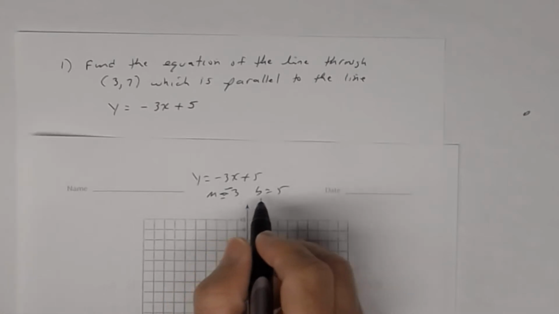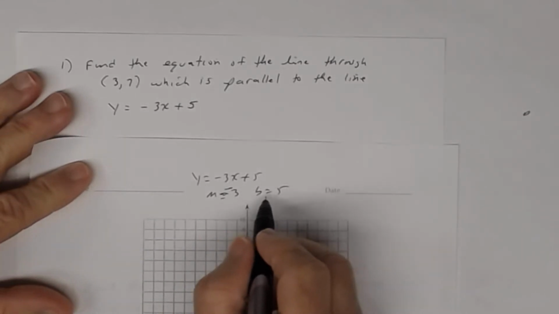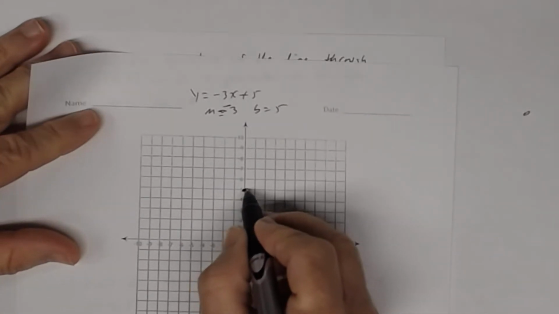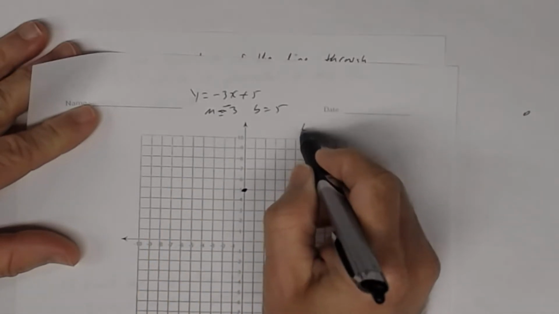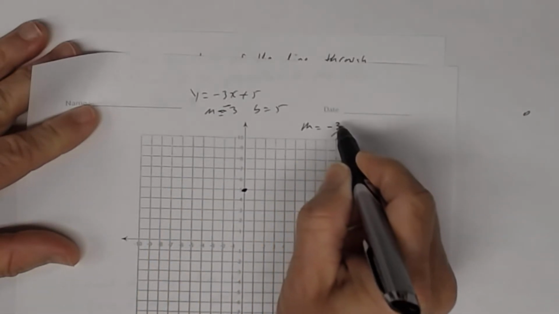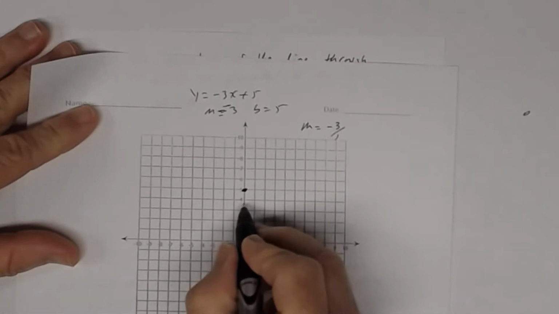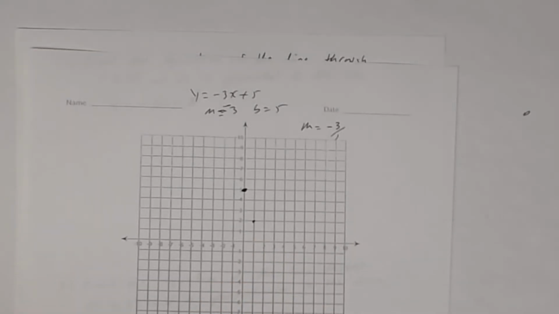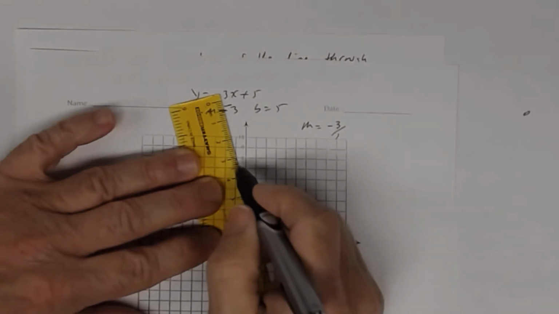To graph this line, you need 2 points. Well, you know that the y-intercept is 5, so the graph is going to cross the y-axis at 5. So here's the y-intercept right here at 5. And then since the slope is negative 3, that means negative 3 over 1. So the rise is negative 3, the run is 1. So I'm going to go down 3, 1, 2, 3, and to the right 1. So there's the other point. And then you draw your line, and this is what we get.